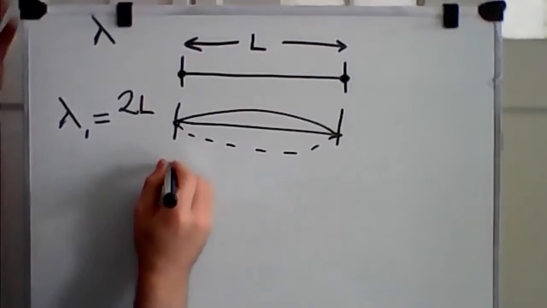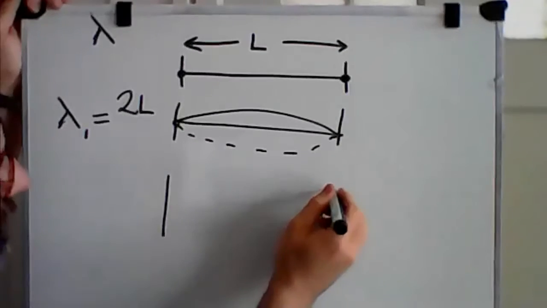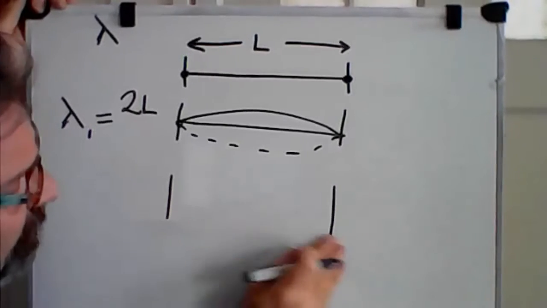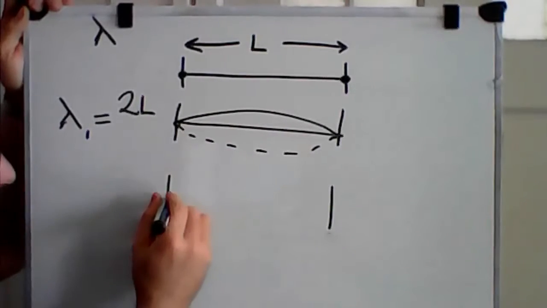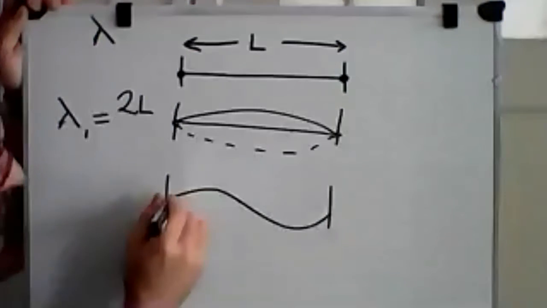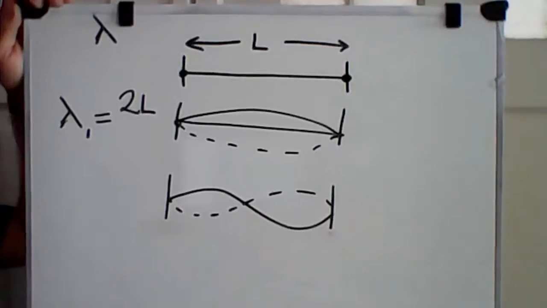Okay, good. So now we're going to say, all right, we could have done that. But we could have also had a situation where instead of having one bump, we had two bumps. How about that? And the wave is oscillating back and forth like this.